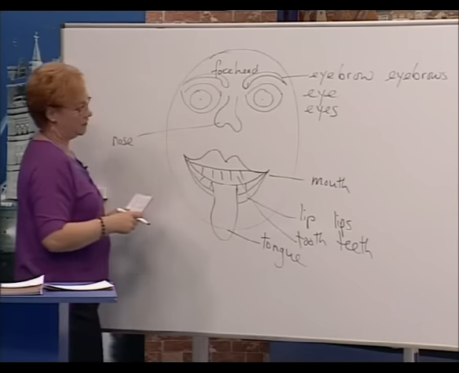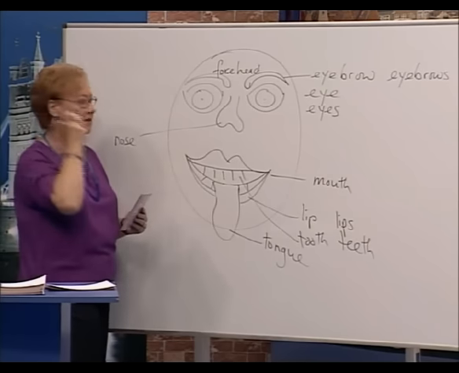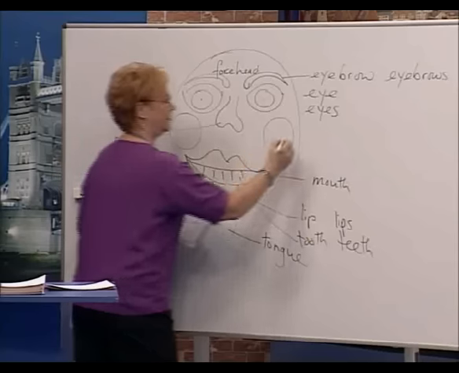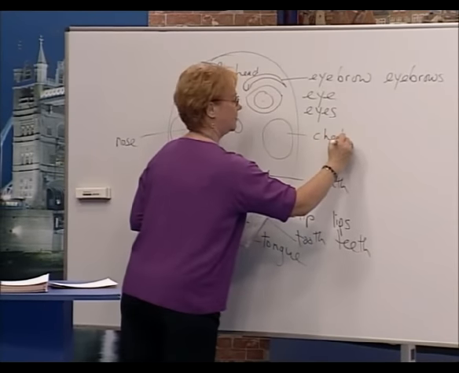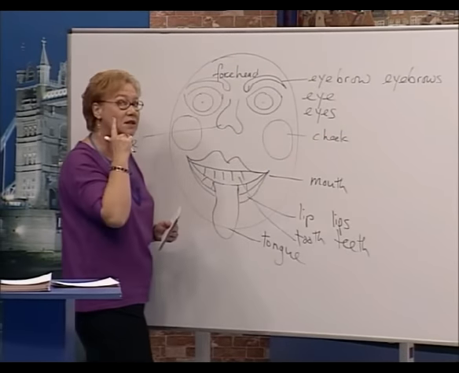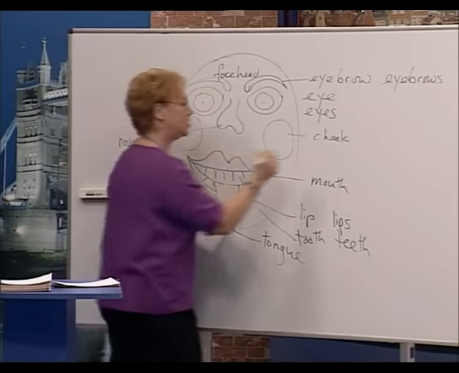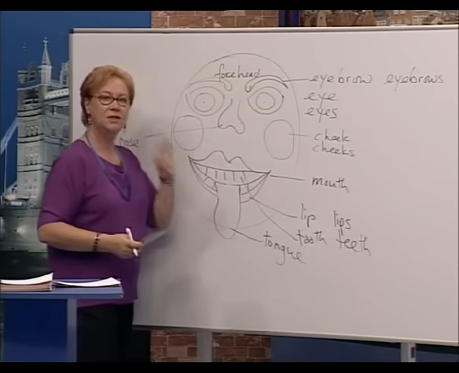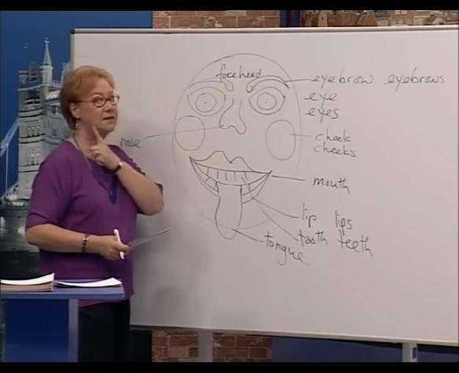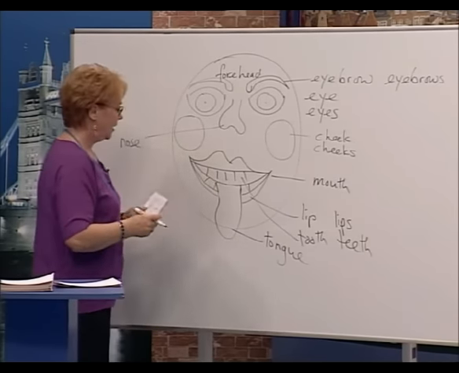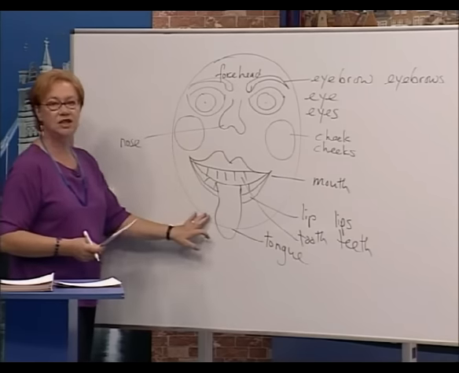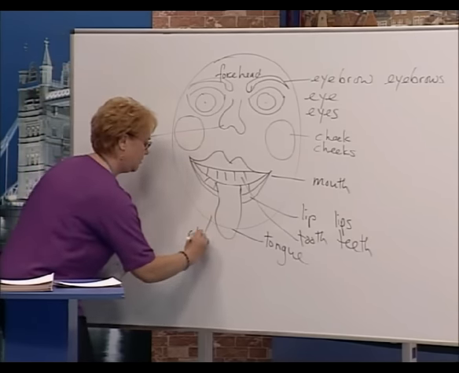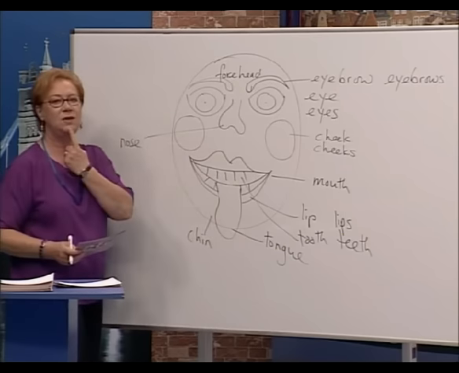Now, on this beautiful face, we have the cheeks. Cheek. One cheek. Two cheeks. Okay? Cheek and cheeks. Next, we have the chin. The chin. We have one chin.